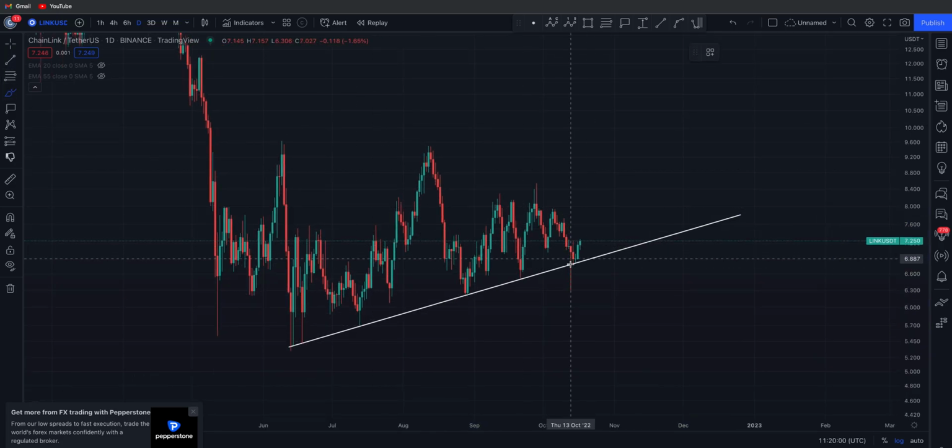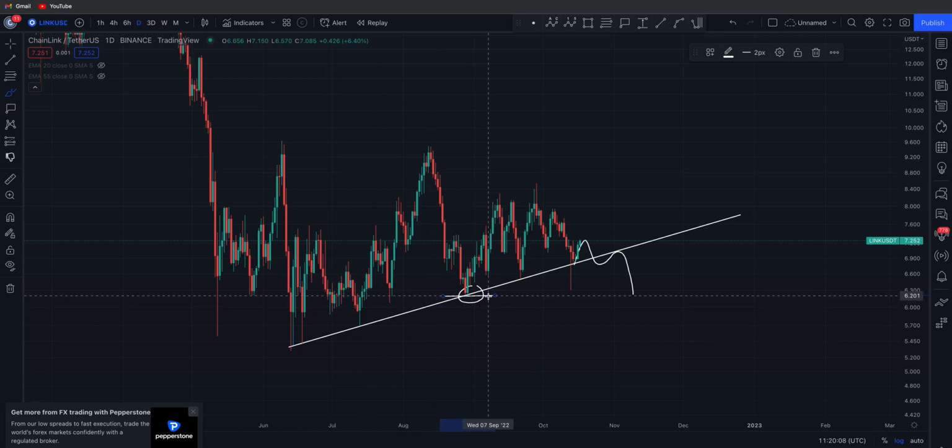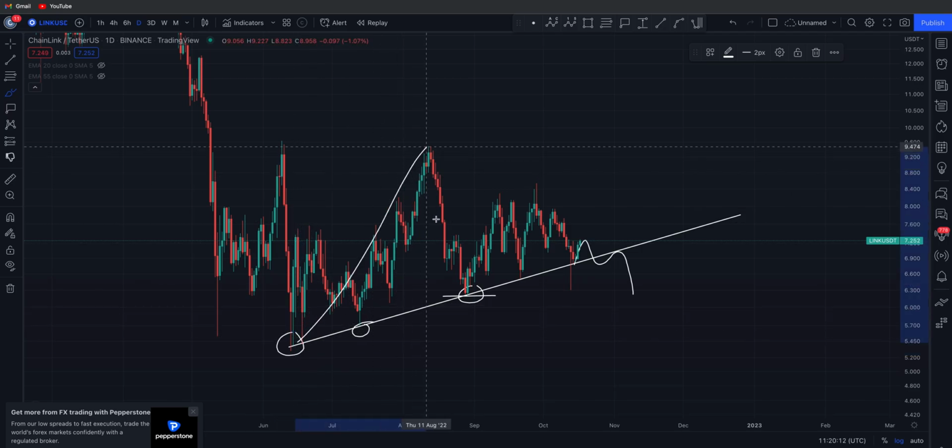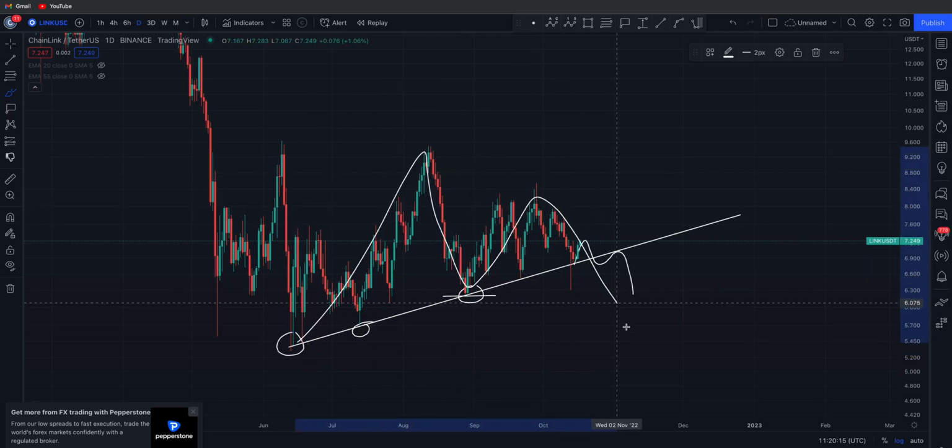Okay, so if you do start to see Chainlink roll below here and hit this as resistance, you are looking to go short, aren't you? And you're looking to go short down to this low. And if you lost that low, which is a low of $6.20, you are looking to retrace to further lows.